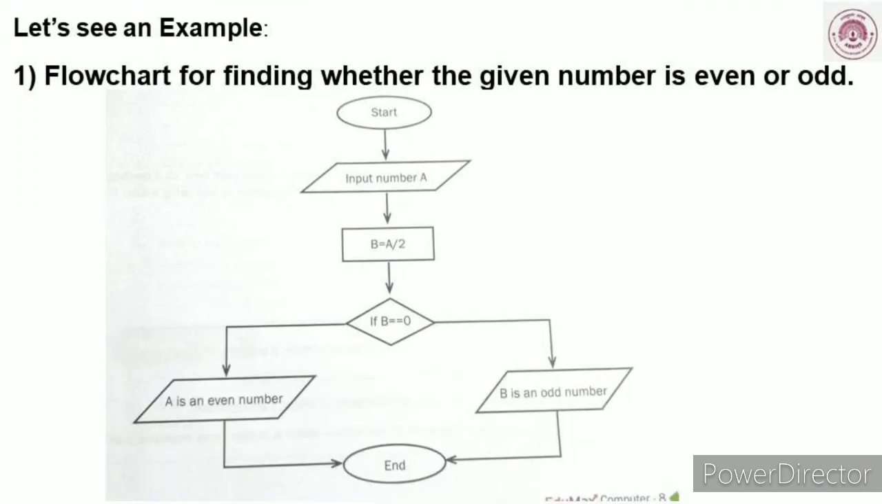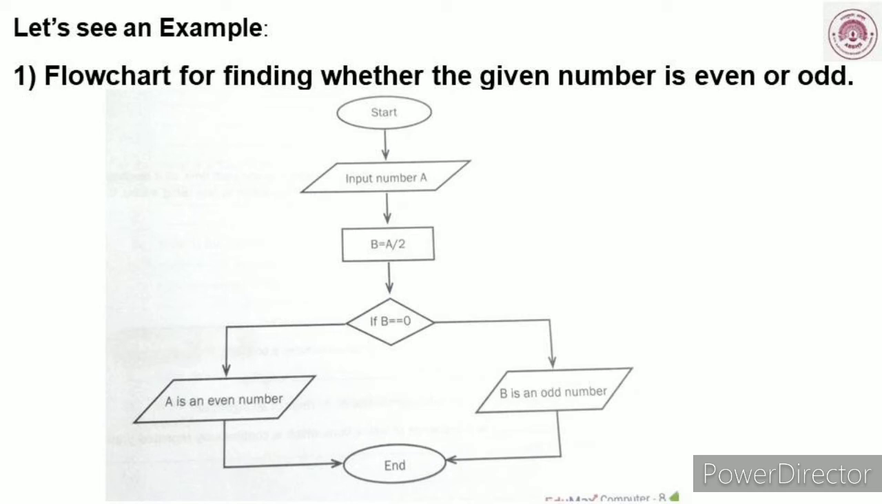Now with that same example, to find whether a given number is even or odd, we have written a flowchart for it. Now look at the start button. It is oval in shape. Also look at the end button. This is also oval in shape. So this oval shape we use to write start and end. Those are called terminal symbols.